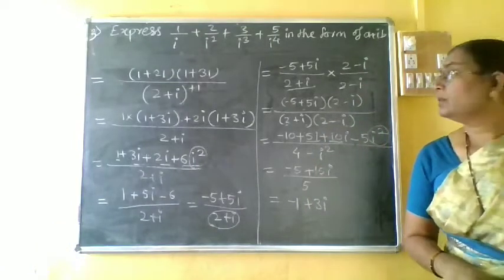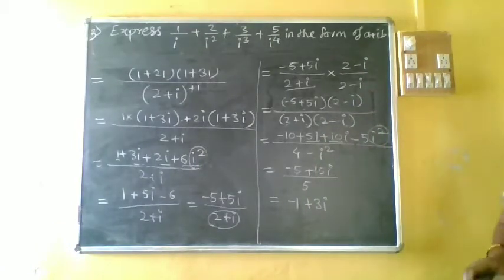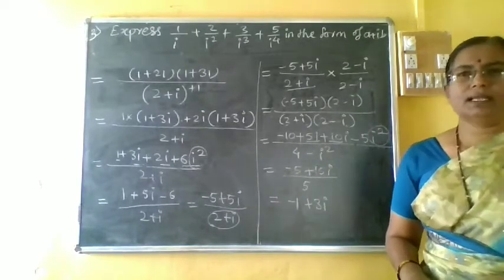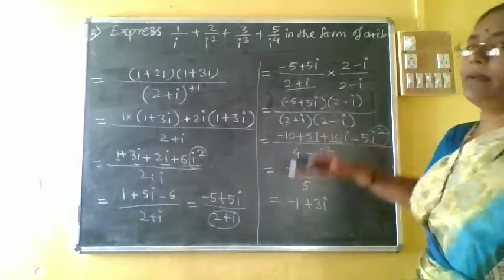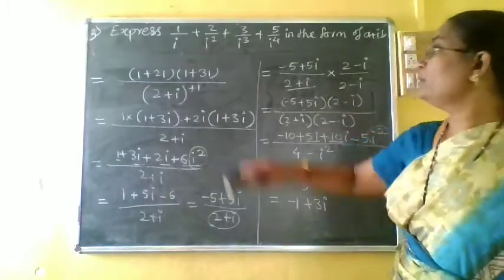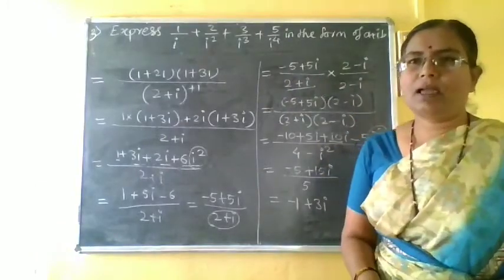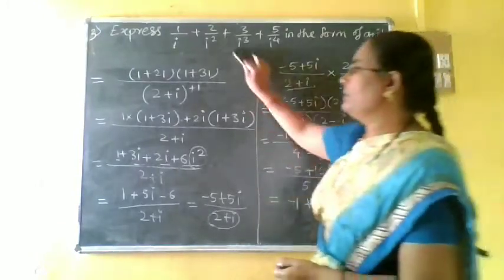Let us see how to express this. We know the value of i square is equal to minus 1. And using the value of i square, we have to perform this in the format of a plus i into b.